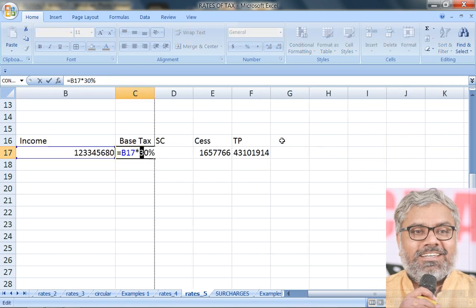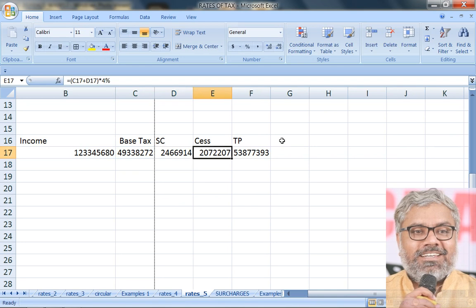Same income, just for understanding purposes, let us say it is a foreign company. What changes? Just 30% becomes 40%. Then the amounts change. What also changes? Surcharge changes. What is the surcharge in case of a foreign company with an income of more than 10 crores? That is 5%. Cess is the same. Total tax payable is different now: 5 crores 38 lakhs 77,390. So we have to be very careful about how things change according to the situation. If the income is this much and it is a foreign company, 40% is the base tax.